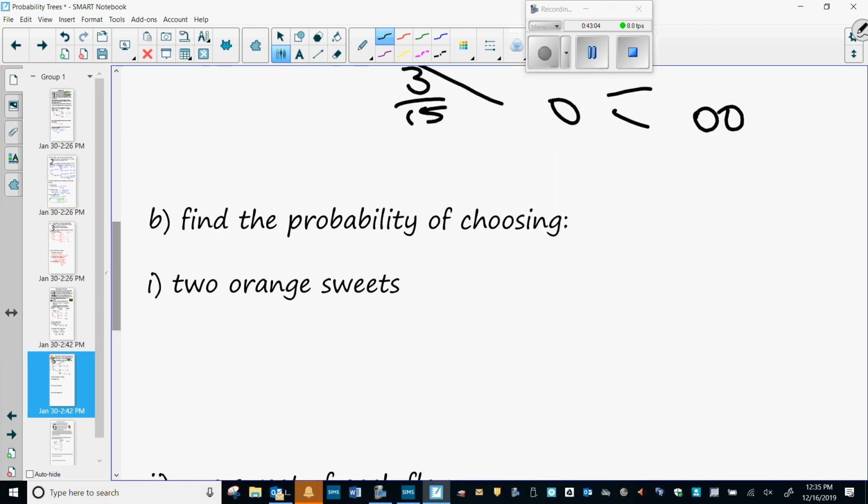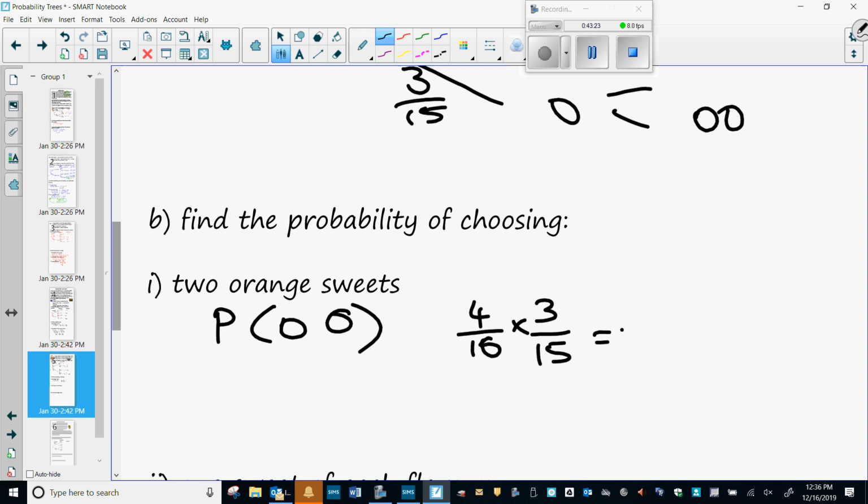Right, so find the probability of choosing 2 orange sweets. So we've got the probability of orange. What was orange? 4 over 16 times 3 over 15. Now, when I say don't use your calculators, I'm suggesting that for 16 multiplied by 15, use your calculator. I'm just suggesting don't use it as a fraction.